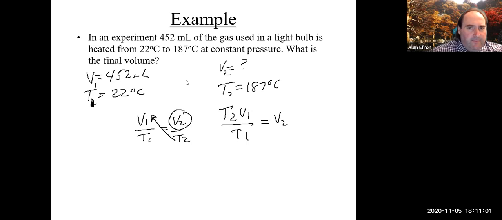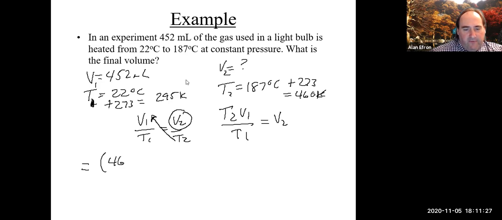We do need to do a couple of things here. Our temperatures need to be in Kelvin, so we're going to do a little 273 action and add it up. That gets us 295 Kelvin, and adding 273 on this side, 460 Kelvin. Now we've got everybody in the right units. We start with our T2 up on top, which is 460, times our V1, which is 452, and divide by 295, which is our T1.